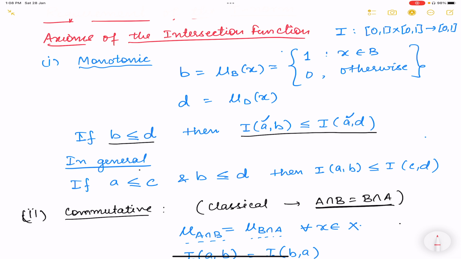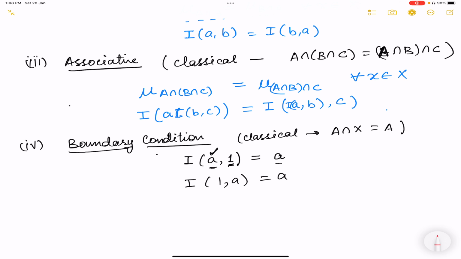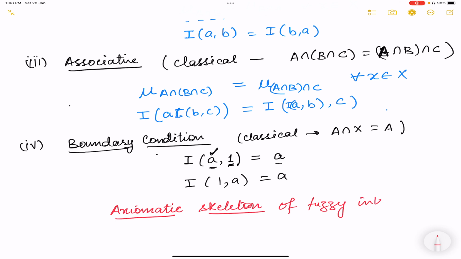Students, these 4 properties are 4 axioms. If any function satisfies these four axioms, then it is said to be a fuzzy intersection. And we call these four axioms also the axiomatic skeleton of fuzzy intersection.